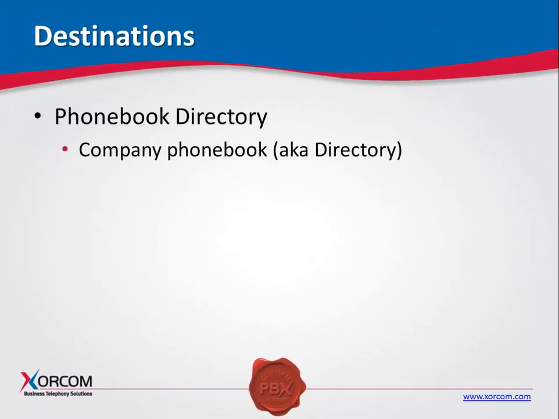Phonebook directory is also known as directory and provides callers with a listing of the phone numbers for entities in the company. The directory can be incorporated in an IVR or can be made available using a feature code, typically 411, to internal users.